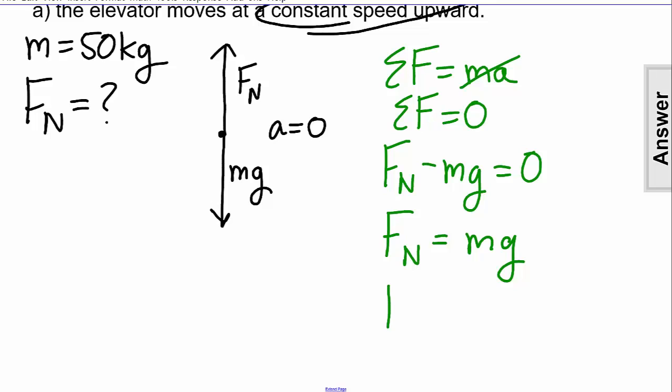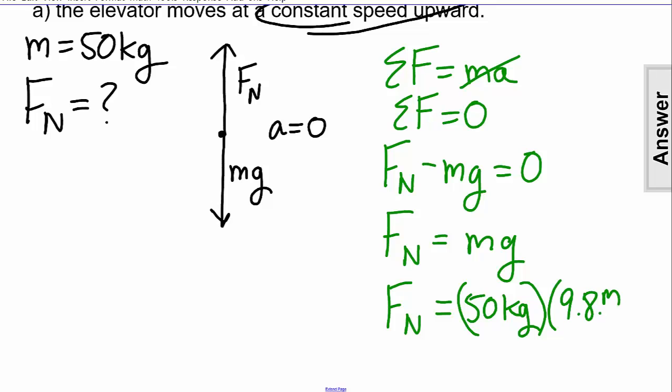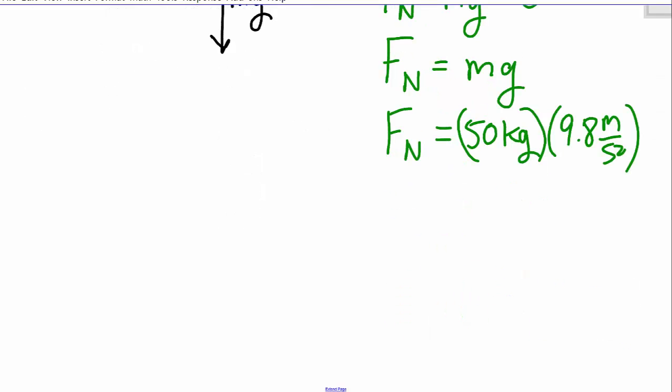We have Fn by itself. Now all we need to do is substitute numbers in. We're given that the mass was 50 kilograms, and we know that g is equal to 9.8 meters per second squared. If we do that multiplication, we come out with 490 newtons. So here the normal force was just simply equal to mg when the acceleration was 0.